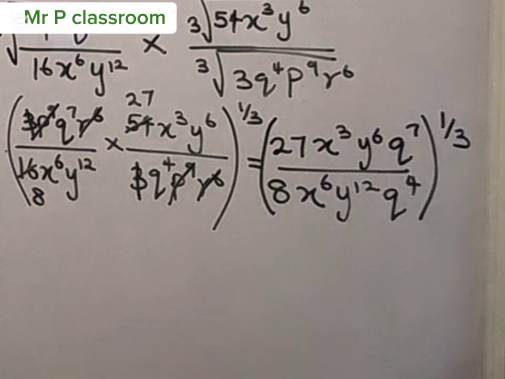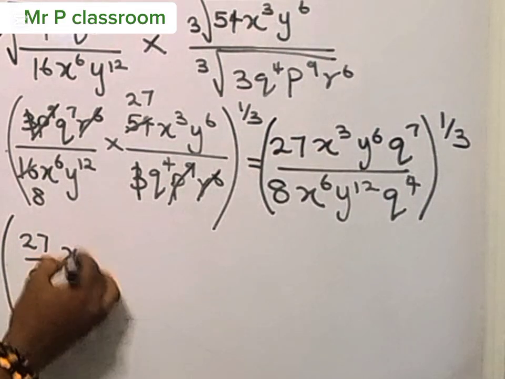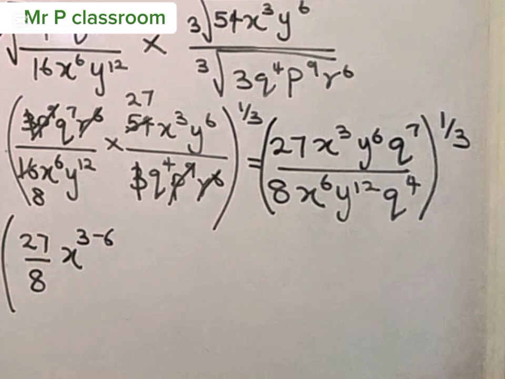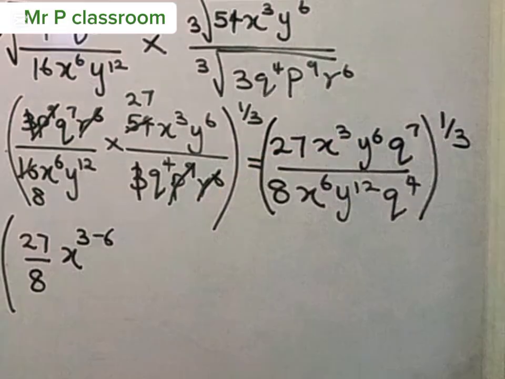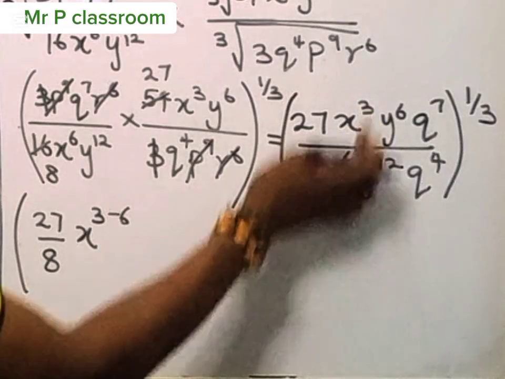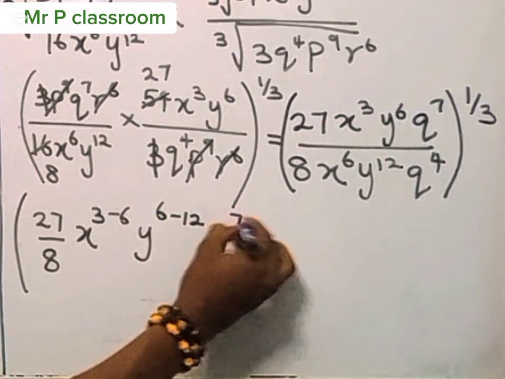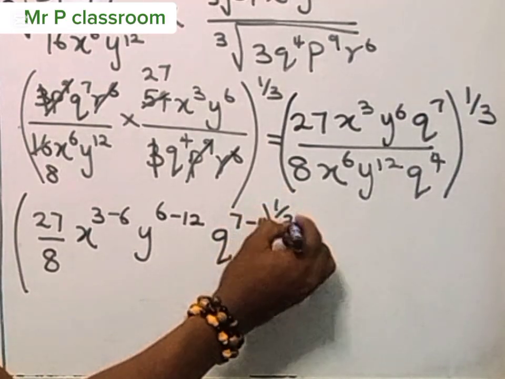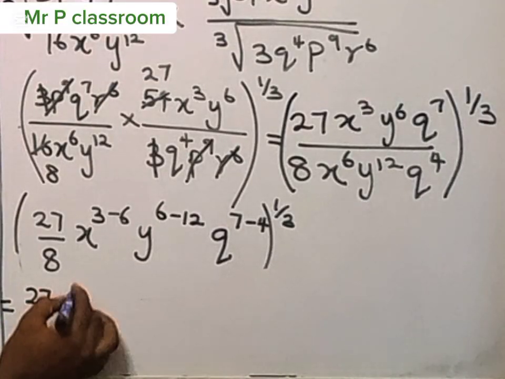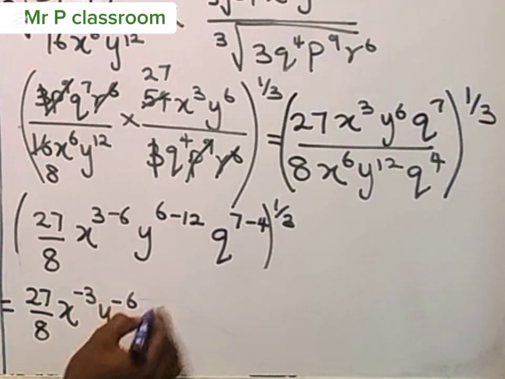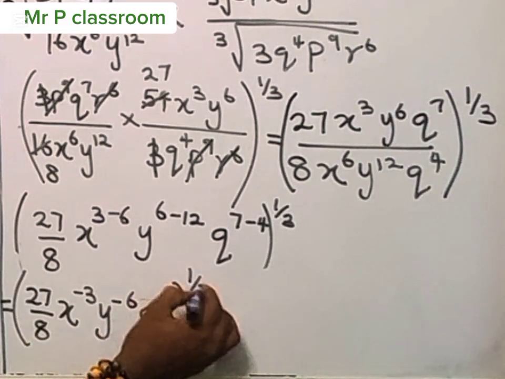Now the beautiful thing about indices is the number can stay like this. Then you pick one of the x, 3 minus 6. Why am I putting minus 6? Because you have divided by. So x, this is the second law, where you have divide. Divide can mean subtraction of the power. So y, we have 6 minus 12, and q, we have 7 minus 4. All raised to the power of 1 over 3. This will give me 27 over 8, x minus 3, y minus 6 and q raised to the power of 3, all to the power of 1 over 3.